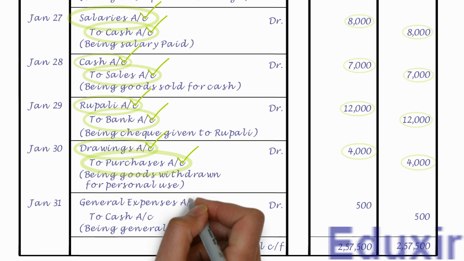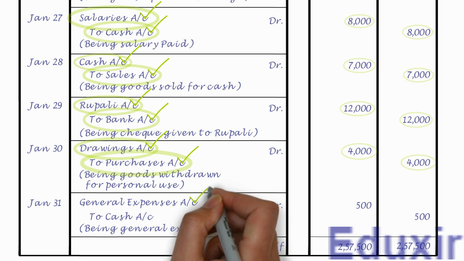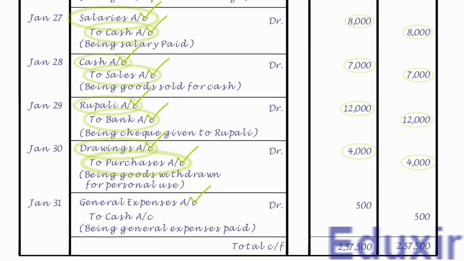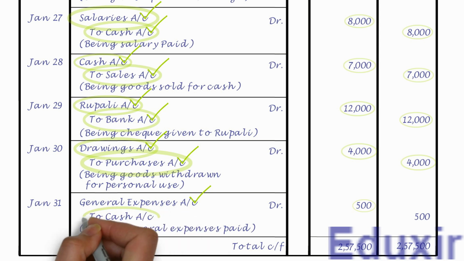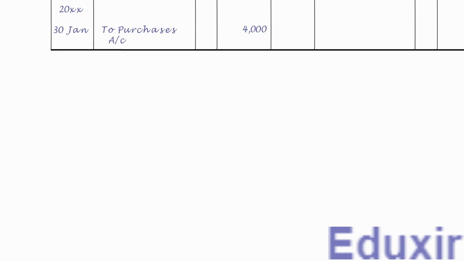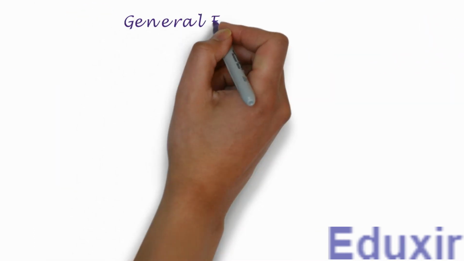As the name suggests, it needs to be posted on the debit side of general expenses account and the debit amount is 500 rupees. Note that the details that need to be posted into the particulars column is cash account. For posting this entry, we need to create a ledger account for general expenses as it is not yet created. Let us first write the title as general expenses account.